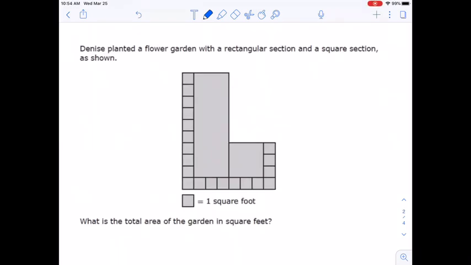So let's look at this problem together. This is actually an old STAR released question from many years ago, and I thought it would be a good one to look at because it combines a couple of skills that you guys have been using. So it says Denise planted a flower garden with a rectangular section and a square section as shown, and it asks us what is the total area of the garden in square feet. So in this problem, we're told that each one of these squares represents 1 square foot.